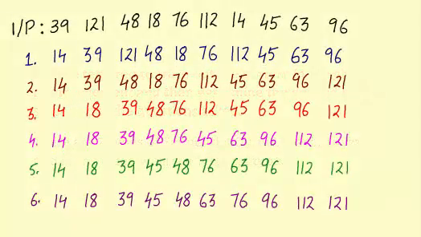Now let's take an example. Here the input step is given as 39, 121, 48, 18, 76, 112, 14, 45, 63 and 96, and is further followed by 6 steps of rearrangement. To solve the questions based on this rearrangement, first we need to determine the step-by-step change and analyze the final output. With this, we will be able to trace out the pattern of rearrangement.